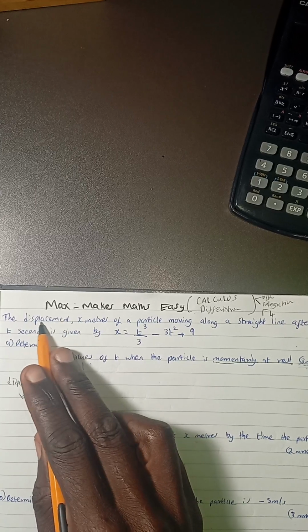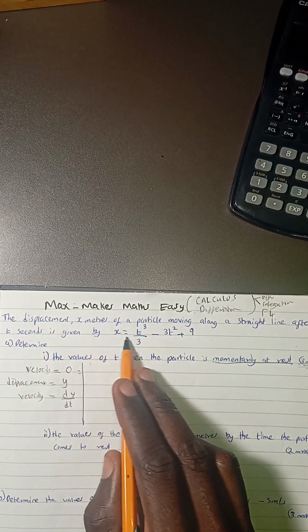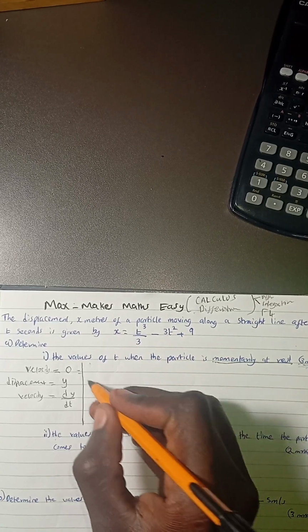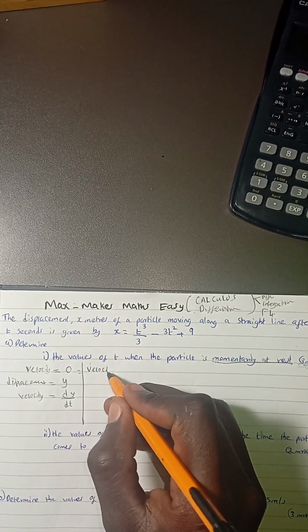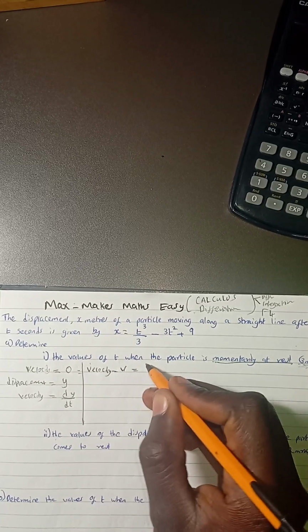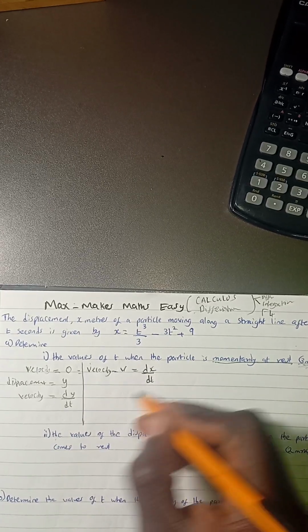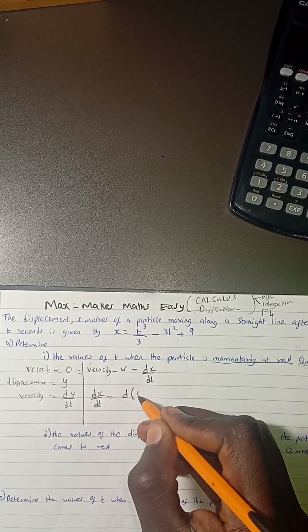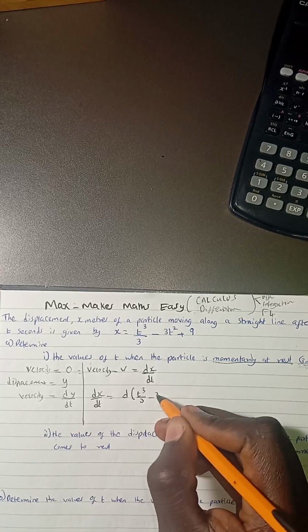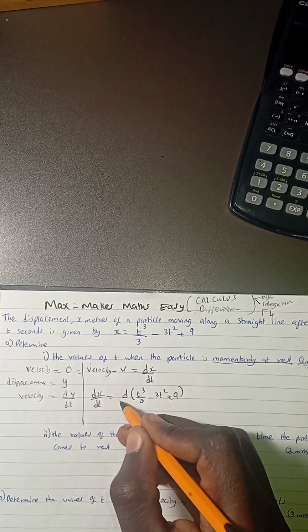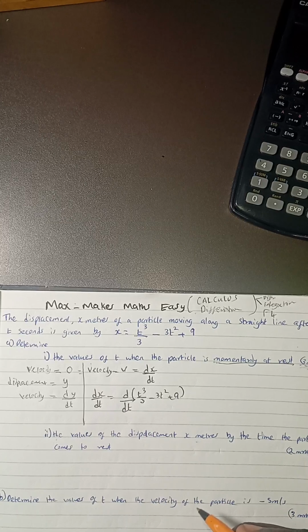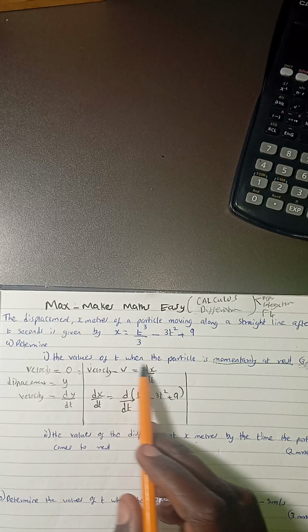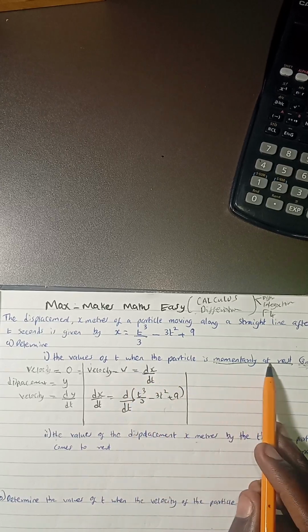So here we have been given the displacement as x equals t cubed over 3 minus 3t squared plus 9. So the velocity v is equal to dx/dt. So dx/dt is equal to the derivative of t cubed over 3 minus 3t squared plus 9 with respect to time. We are told to find the values of t when the particle is momentarily at rest.